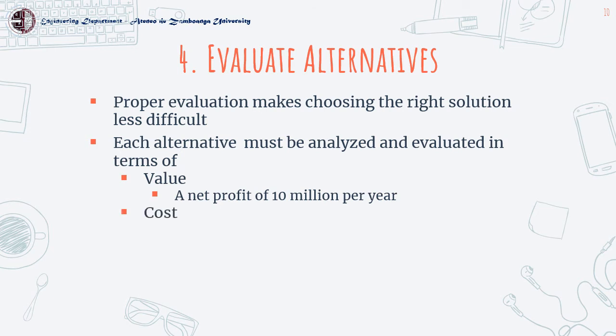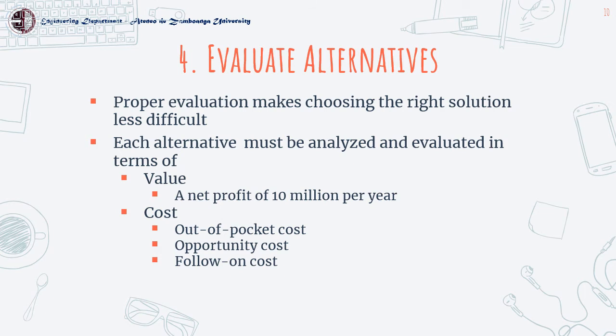Another factor is the cost. You have out-of-pocket costs, opportunity costs, and the follow-on costs. So, for example, an alternative is to construct a facility. So, if an alternative is to construct a facility, that will cost you 100 million out of your pocket.